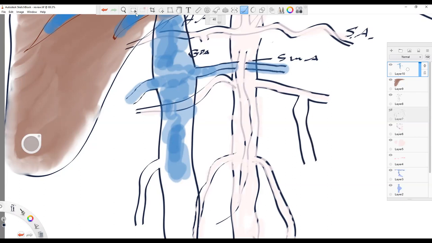Correct? Left gonadal. That comes up into, remember what? What did I do wrong? It's pretty obvious what I did wrong. Let me just do this. Okay. That was just a silly mistake. Left, now it's left.